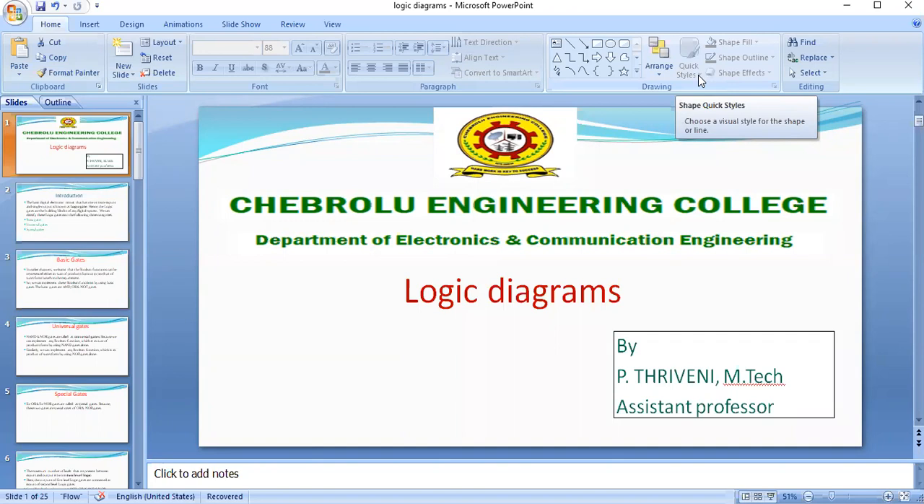In today's session, I'm going to explain to you about logic diagrams. How can we draw logic diagrams for the given Boolean expression, and how can we realize these logic diagrams using only NAND gates or using only NOR gates? So how can we implement these using universal gates? Those are today's topics.